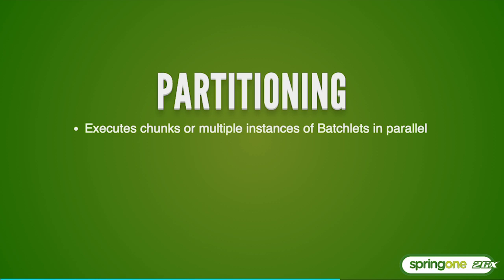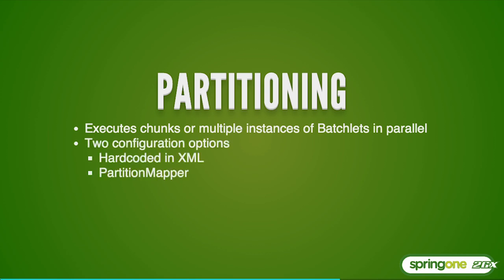The concept within the JSR is you can execute chunks or multiple instances of a batchlet in parallel. In Spring Batch, it's only applied to the chunk side. We don't offer the ability to execute tasklets in parallel. The idea behind a tasklet is that it's a single executed piece of code, so we never really considered running them in parallel. Some of the people we talked to in the expert group thought it was a good idea. So you can run batchlets in parallel as well.